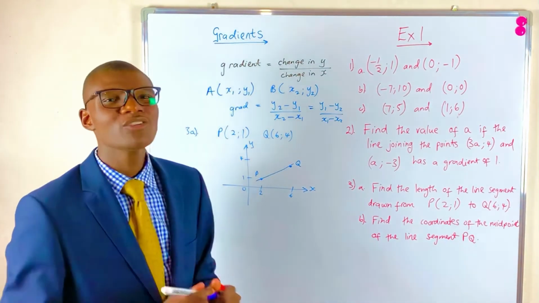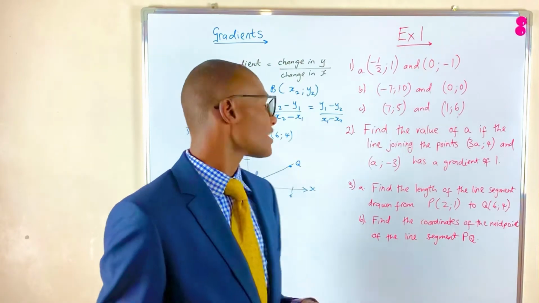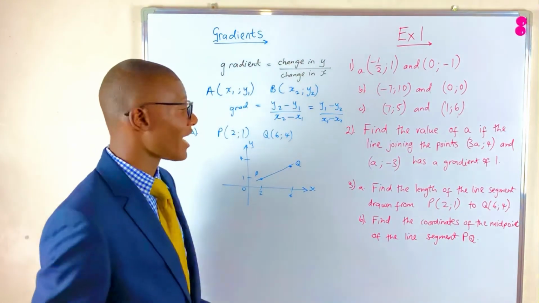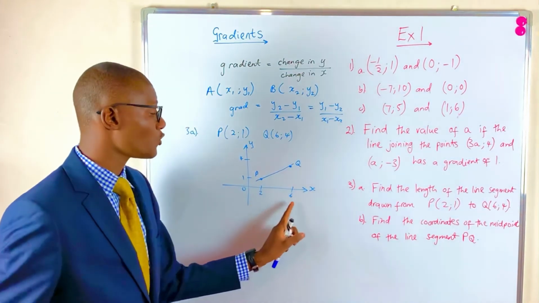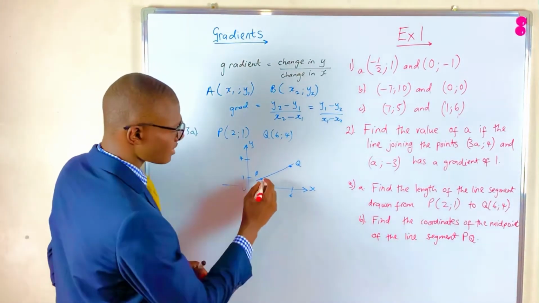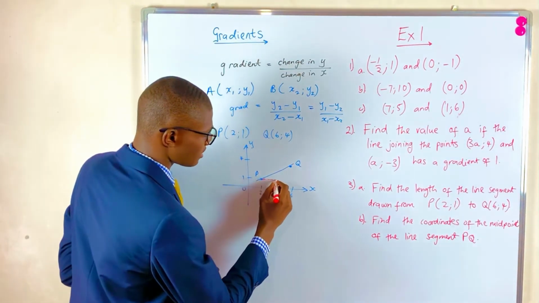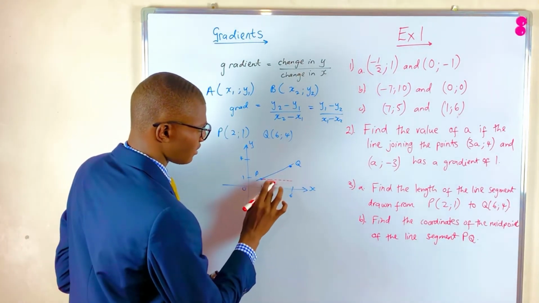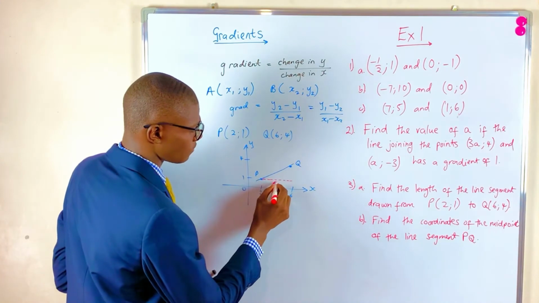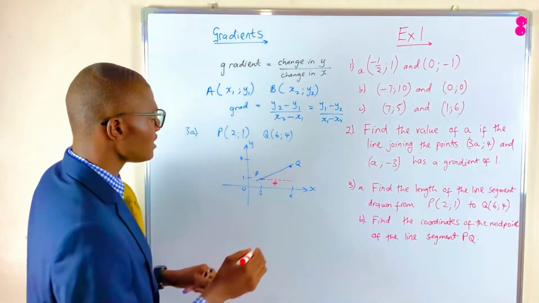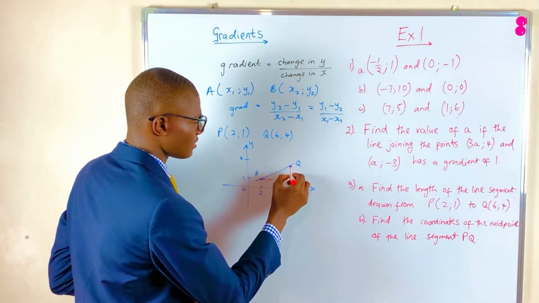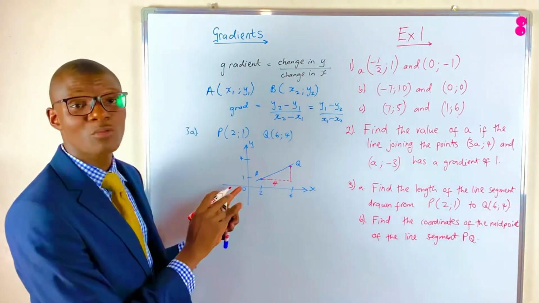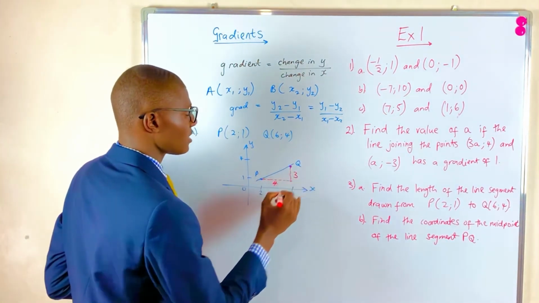But now, how do we find the length of this line segment? What is the change in x? x is changing from 2 to 6. So this distance, which is the change in x, is 4. And then the change in y is this distance, and as we can see, y is changing from 1 to 4. So this distance is 3.